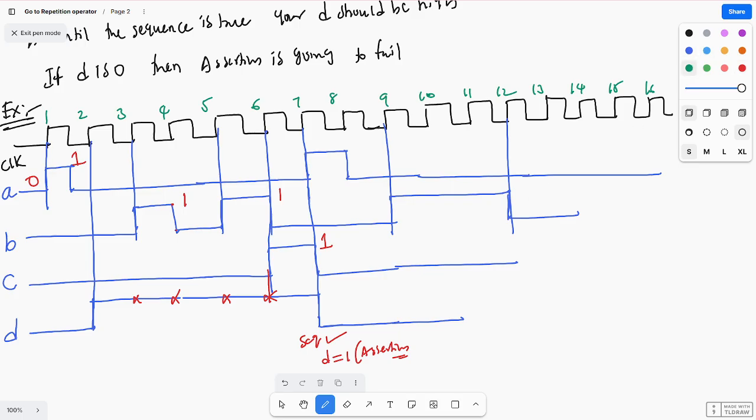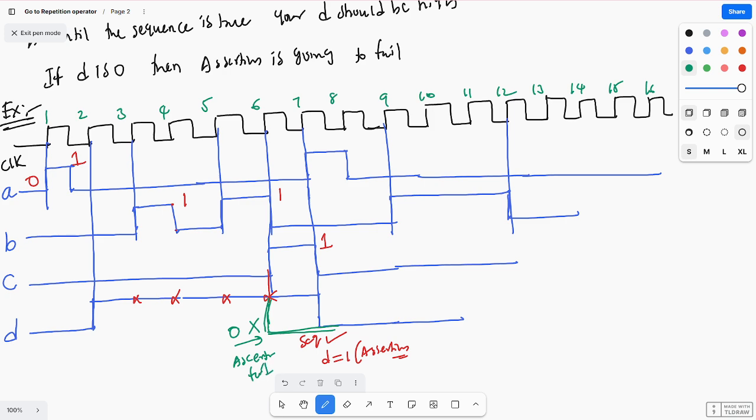Suppose here your d is 0. So that means until the sequence is true, your d is becoming 0, no? Your d is becoming 0. So here your assertion failed.